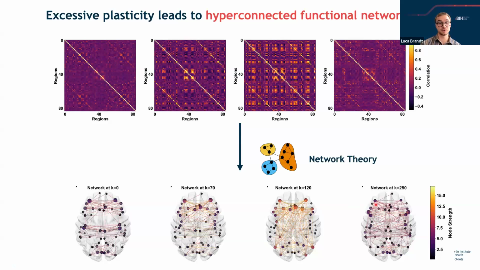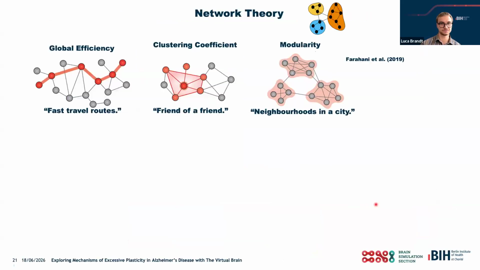So for that, we use graph theory or network theory to understand what really occurs on that scale. For that, three metrics are used. Global efficiency is a measure of how short the paths are within the network. So how fast can you travel, for example, from point A to point B? So like fast travel routes.